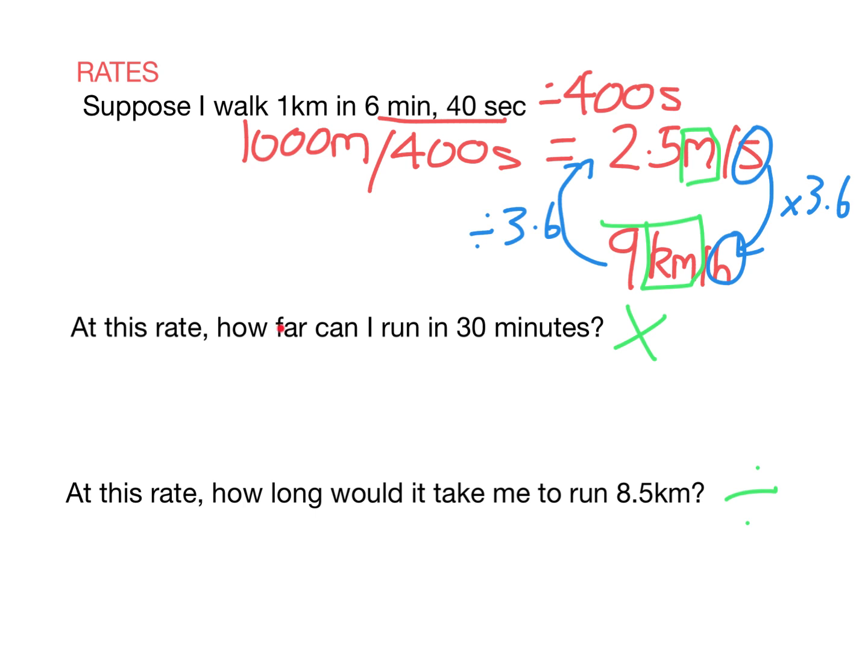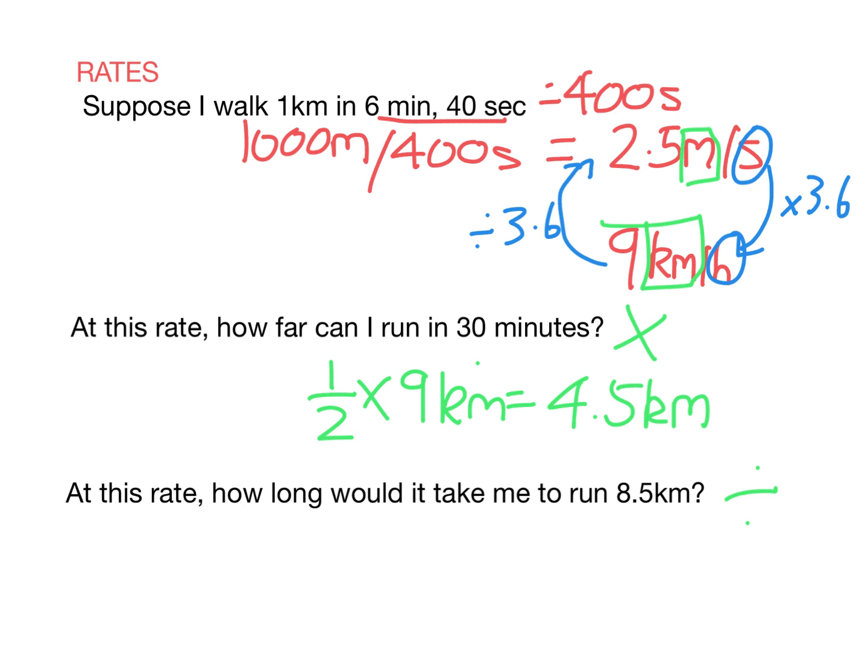So in this one, how far can I run? I am being asked for distance. I am being asked to find the number of kilometers or meters. I'm being asked to find the first quantity. That's why I times. So if I can go 9 kilometers per hour in 30 minutes or half an hour, I'm just going half that. I'm going half an hour times 9 kilometers, and that obviously gives me 4.5 kilometers. If I was asked how far I could go in 2 hours, it would be 2 times 9. I'm timesing because I'm finding how far, I'm finding the first quantity.